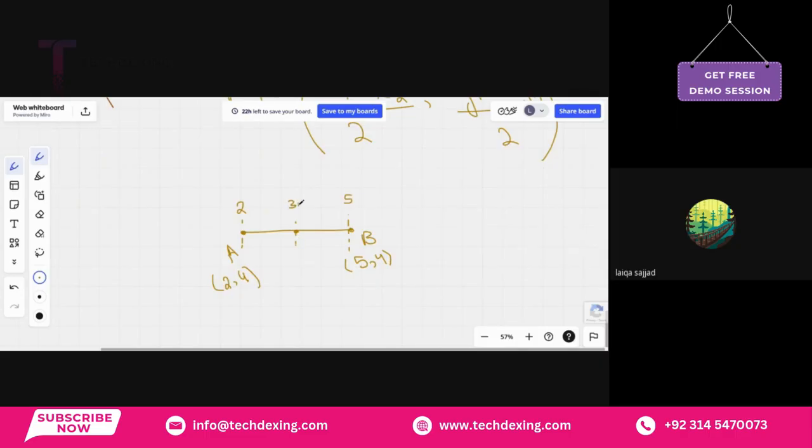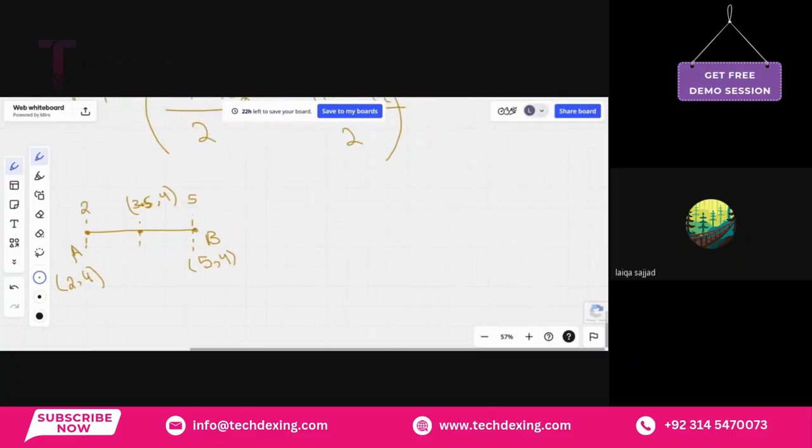And there should be no change along the y-axis because the line lies along the horizontal. It is not changing. So you simply add the y coordinates: 4 plus 4 is 8, divided by 2, and you will again get 4. This is how we find the midpoints.